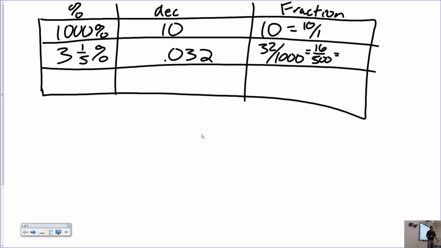Am I done yet? No, they're still both even. What's next? 8 over 250, right? Just keep cutting things in half. Can I cut them in half again? Keep going. Can I cut them in half again? Can I cut 125 in half and do it evenly? No. Okay, so there's your stopping point, okay? If you could do this in one step by dividing top and bottom by 8, that's fine. Nothing wrong with it. But if you have to, do it. I mean, it's easy to cut things in half, folks. So just keep doing it until you can't anymore.